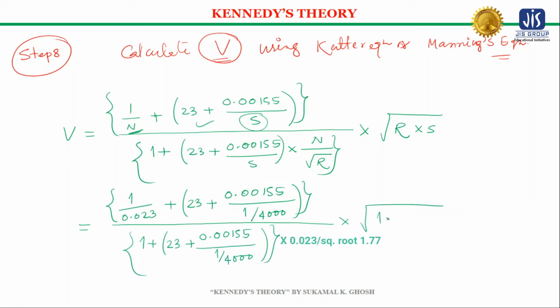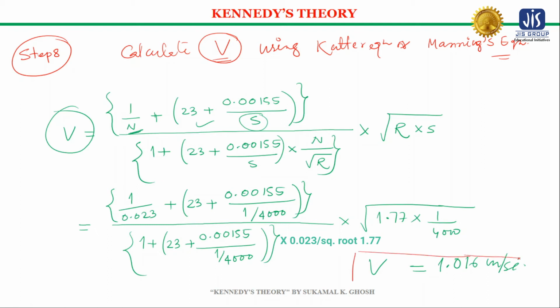The value of r was 1.77, and the s is 1 in 4000. So now if you solve it, you will have this value of actual mean velocity v as 1.016 meter per second. So now we have completed our step 8.